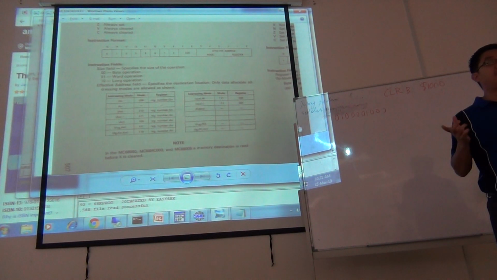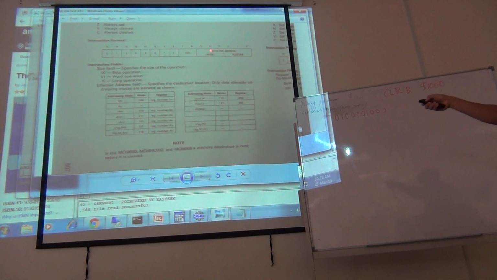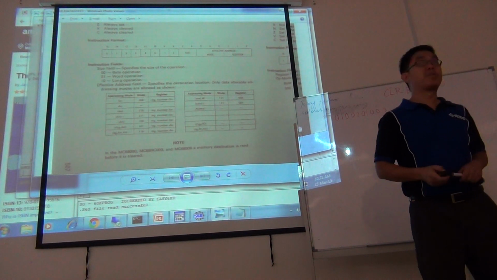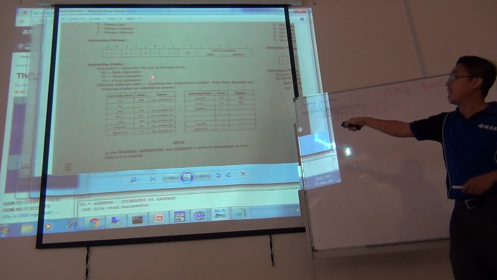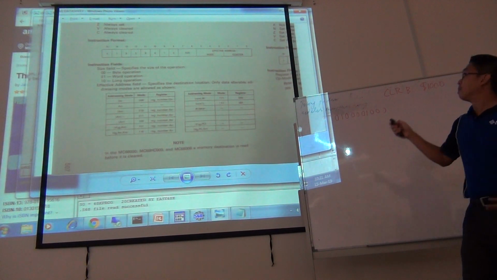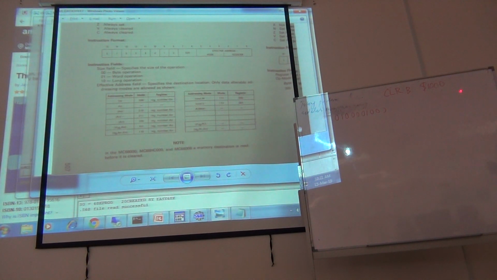Now is the effective address for the mode and the register, which is coming from one of the table contents over here. So which one do you need to pick up for the mode and the register? Which one, based on this syntax?